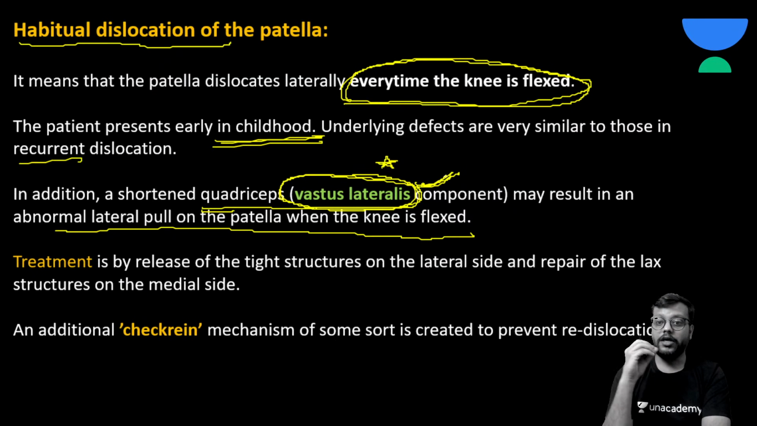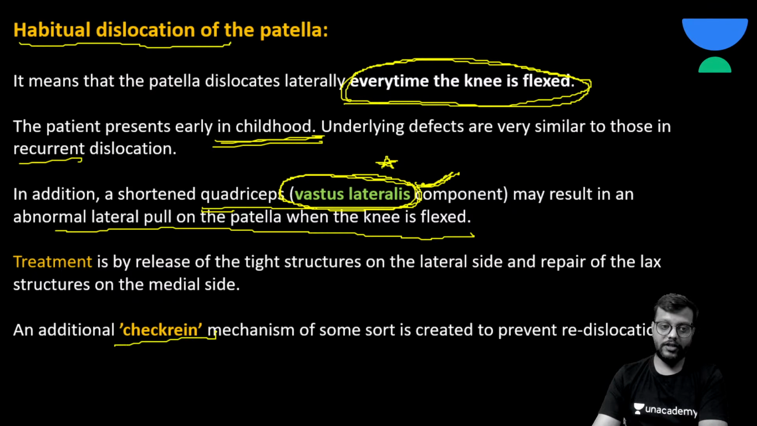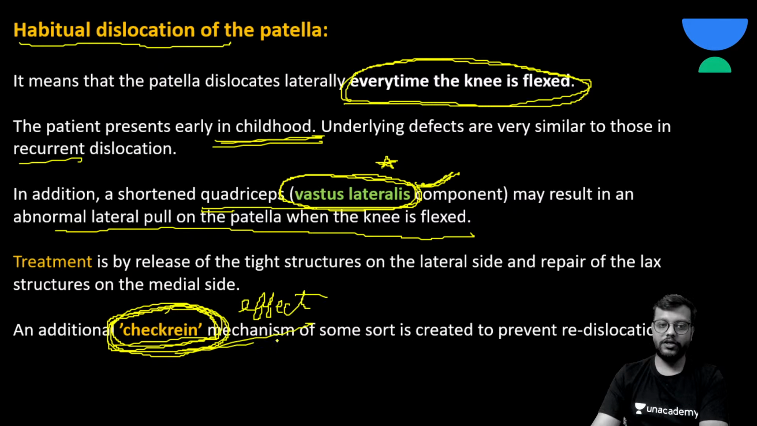Okay, now there is an important word you can say for NEET PG, and just remember that word, that is the Chakrin effect, or mechanism. This Chakrin effect is associated with patellar dislocation, and that too habitual dislocation, okay. And what is this effect? It helps to prevent redislocation.